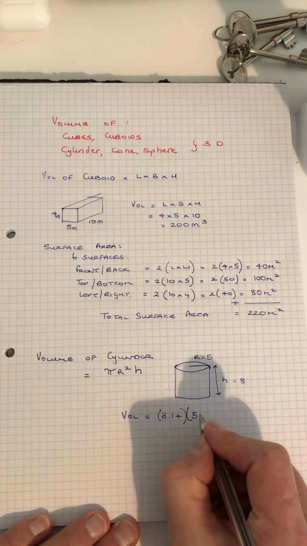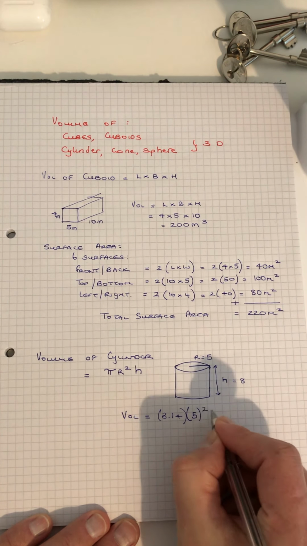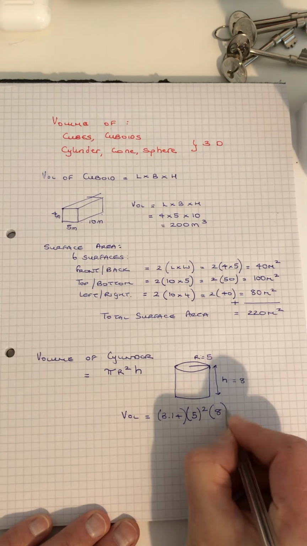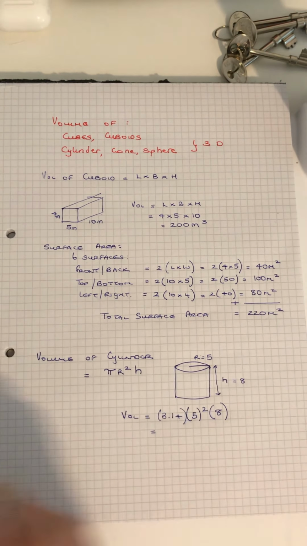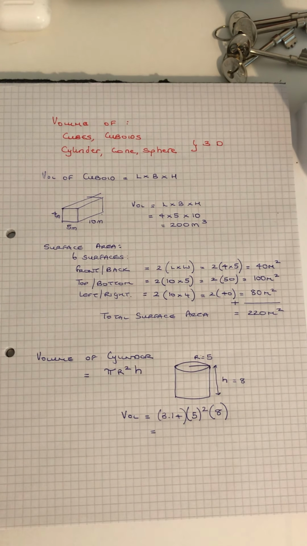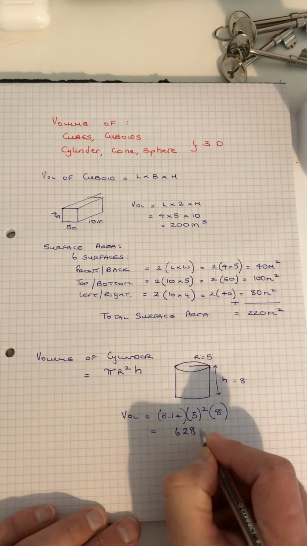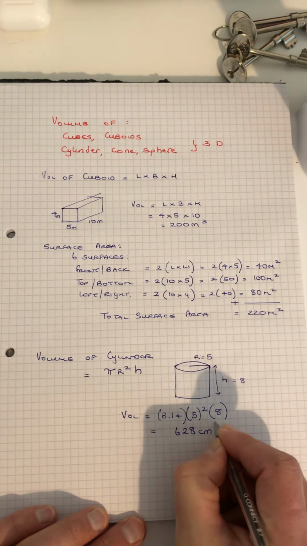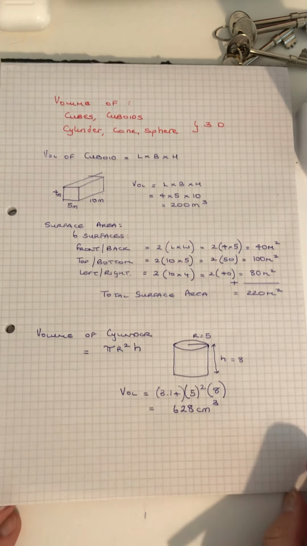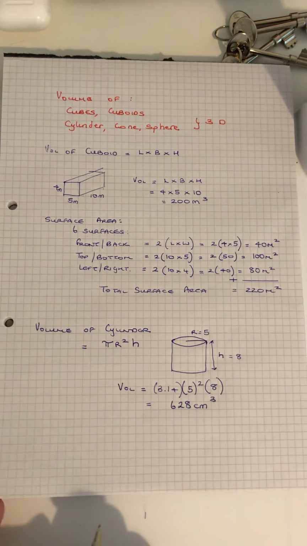So 5 squared and the height is 8. So on your calculator, 3.14 by 5 squared by 8 is equal to 628 centimeters cubed. So that's the volume of a cylinder.